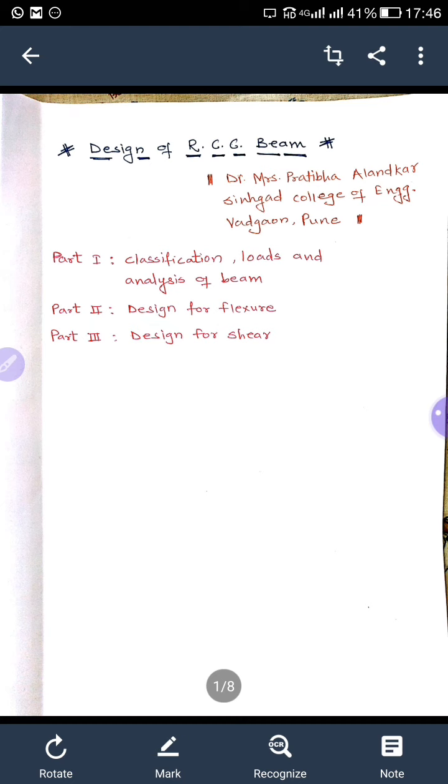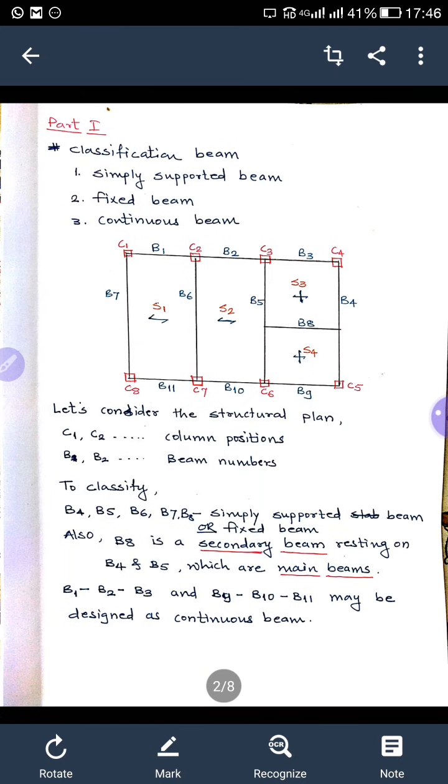I have actually considered this into three parts: classification of beams, loads on beams and analysis of beams. Part 2 will be design of beam for flexure and part 3 will be design of beam for shear. We will consider a simple plan. This is a structural plan.